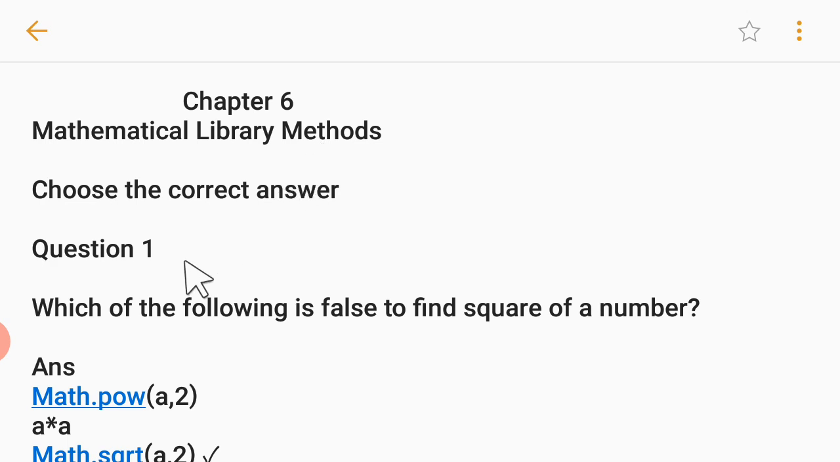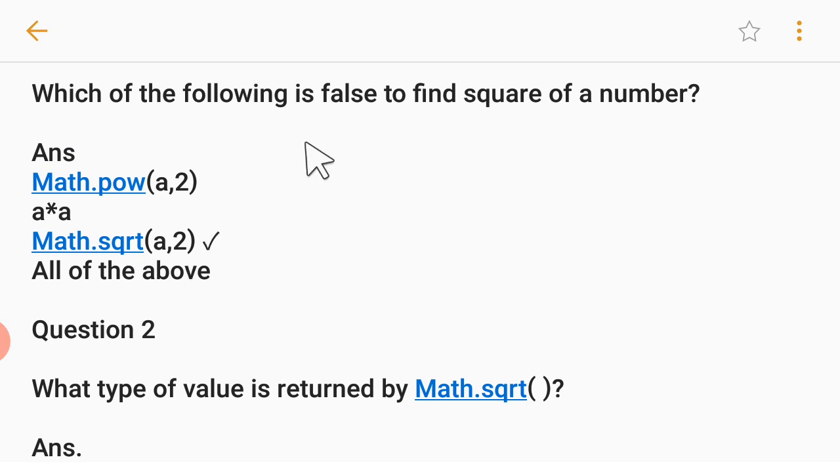Choose the correct answer. Question number 1: which of the following is false to find the square of a number? Math.pow(a, 2), or a * a. So this will give us a to the power 2, or a square. This will also give us a to the power 2, or a square, right? But the difference is this will give us the value in double data type and this will give us int in case a is of int type.